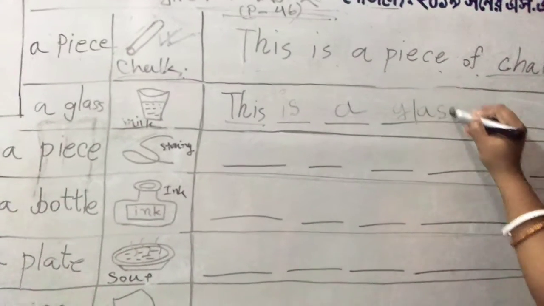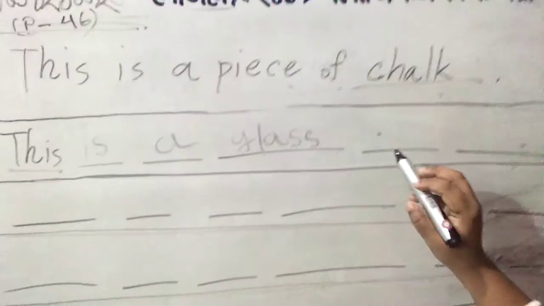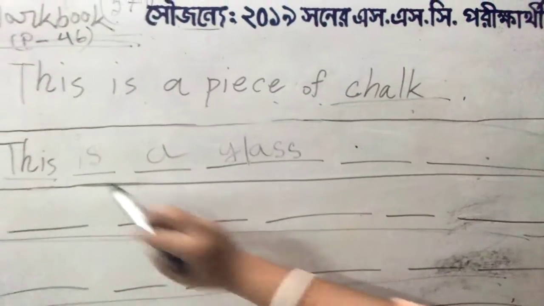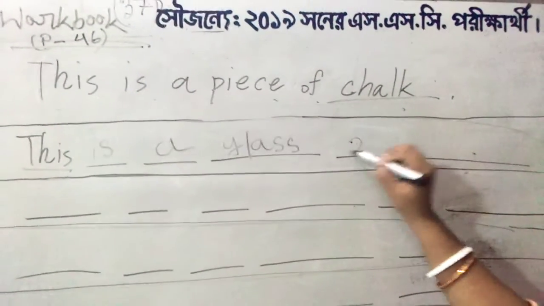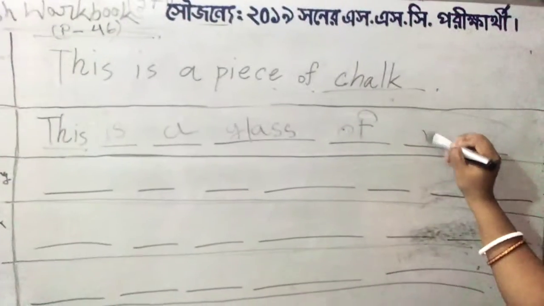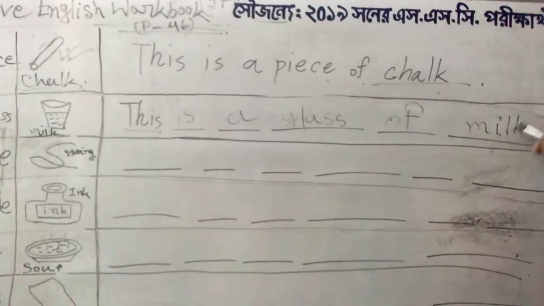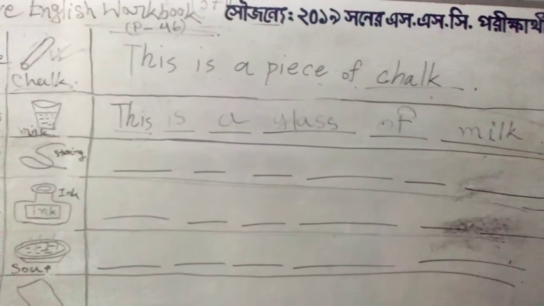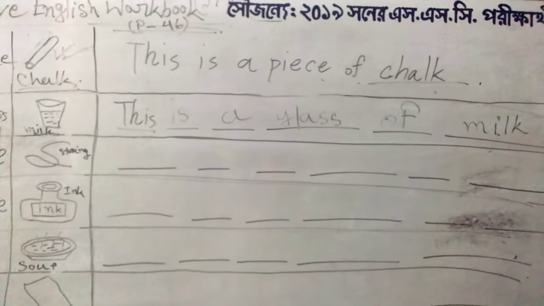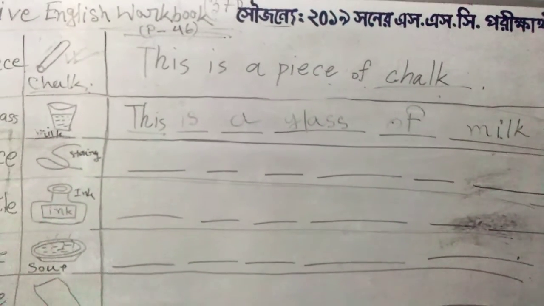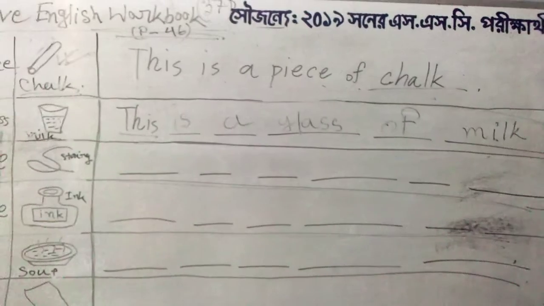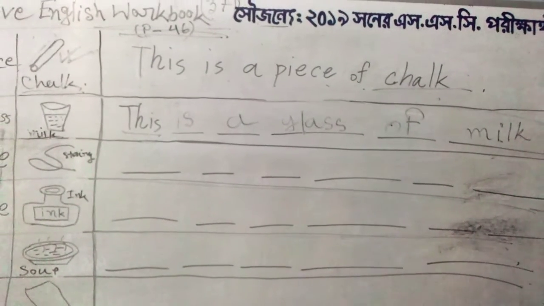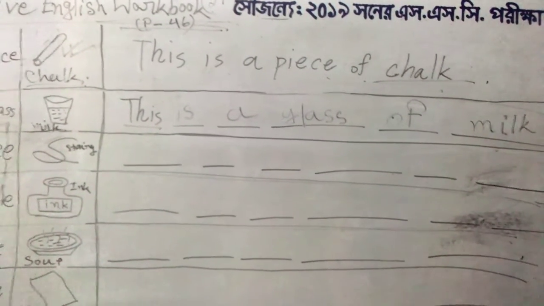Please look at the board and note it down into your book. This is a glass of what? This is a glass of milk. Do you drink milk every day? As we all know, milk is an ideal food. So we should drink milk every day, at least a glass before sleeping.